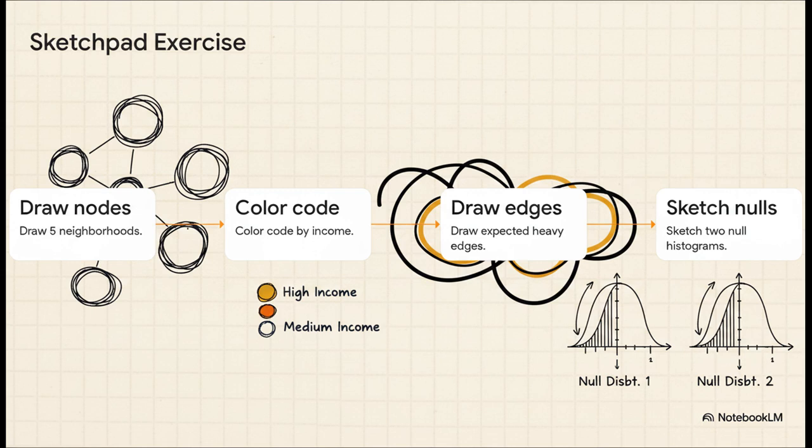Well, we start on paper. Put down the keyboard, step away from the IDE, and grab your notebook. Because before you even open the interactive tool, you're going to complete a sketchpad exercise. Drawing physically forces the concept into your head before the syntax can hide it. You're going to draw 5 neighborhoods, color code them by income, draw the expected heavy edges, and then sketch out 2 null distribution histograms. Let me walk you through exactly what that's going to look like.